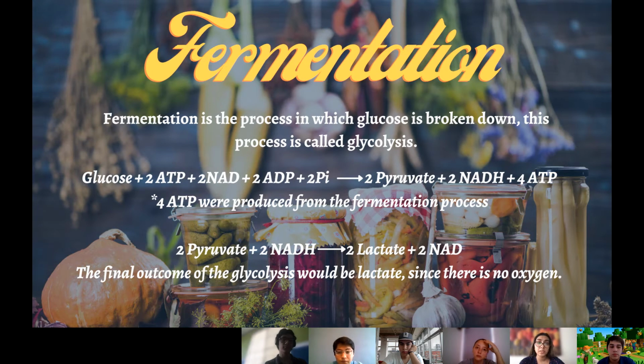Here we can see two formulas in which a glycolysis process of fermentation is happening. The first one is for aerobic fermentation, and we can see that we have glucose plus 2 ATP plus 2 NAD plus 2 ADP and plus 2 Pi to produce 2 pyruvate and 2 NADH plus 4 ATP molecules. The second formula is for an anaerobic process, and we have 2 pyruvate plus 2 NADH to produce 2 lactate and 2 NAD molecules. So here the final outcome for the glycolysis will be lactate since there is no oxygen.